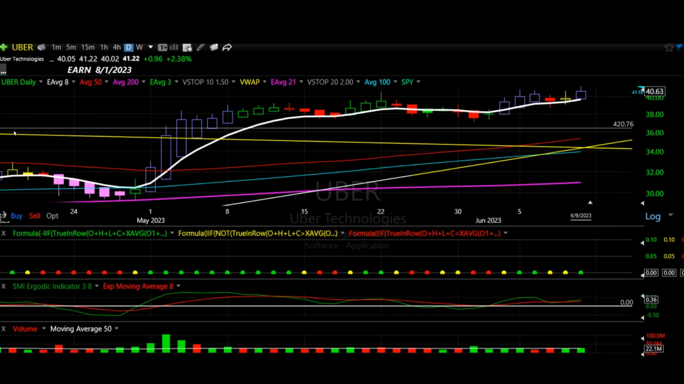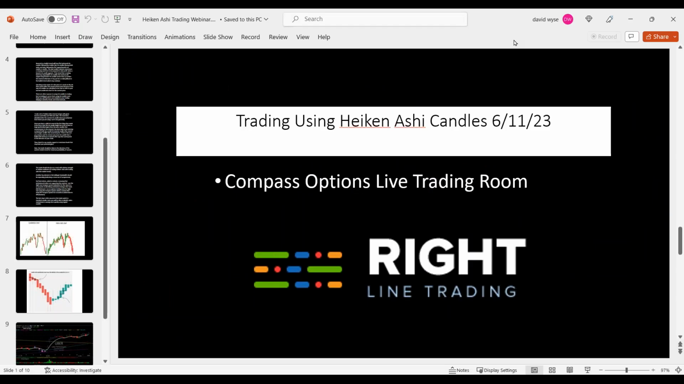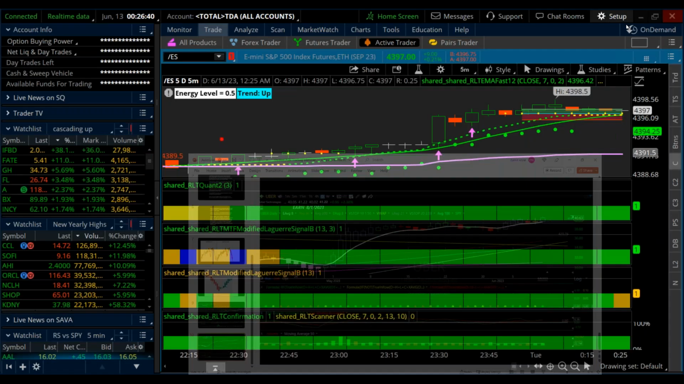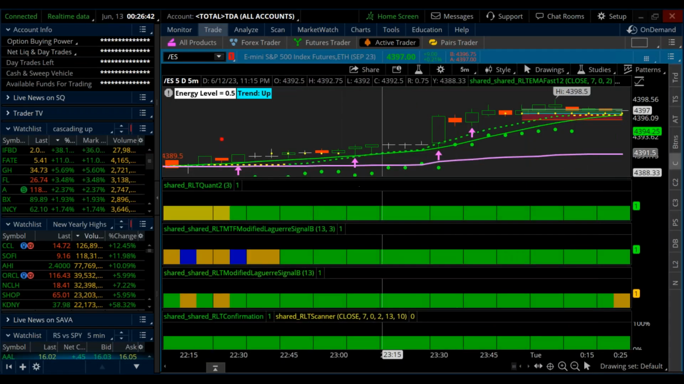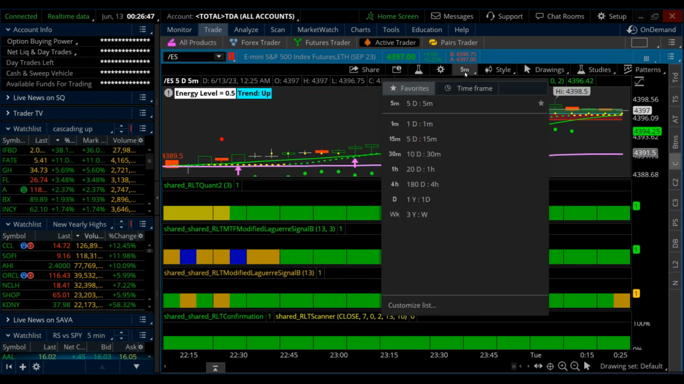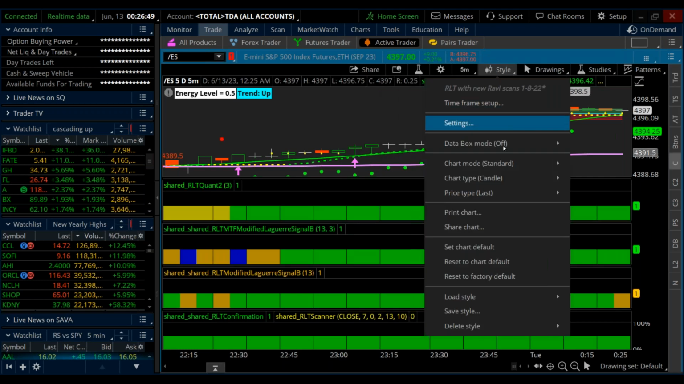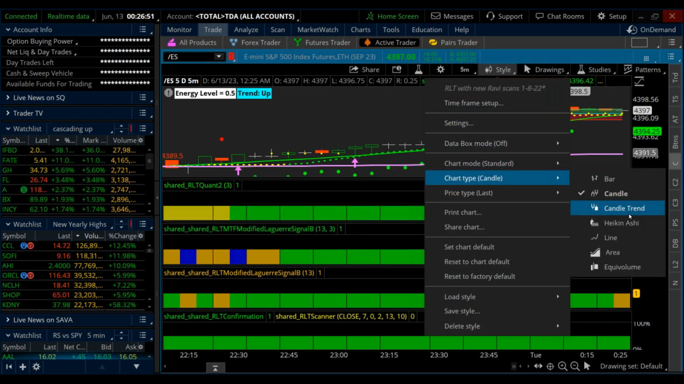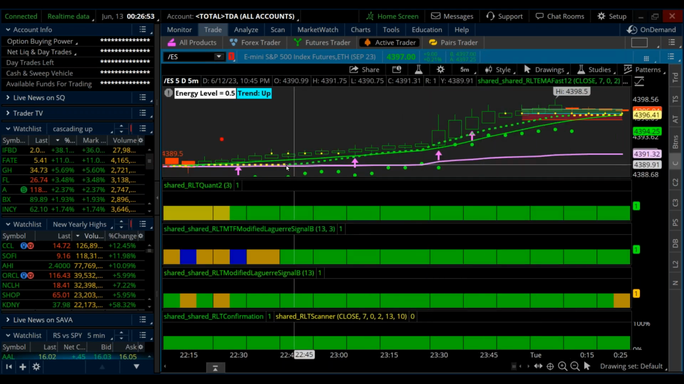So what I'm going to do is I want to look at some charts, and I think let me see if I can get. Yeah, I've got a few here that I want to look at too. So if I switch over to Heiken Ashi over here, this is a 5-minute chart, but if I switch over to Heiken Ashi candles on the 5-minute chart on the ES right here, right? So this is Heiken Ashi.